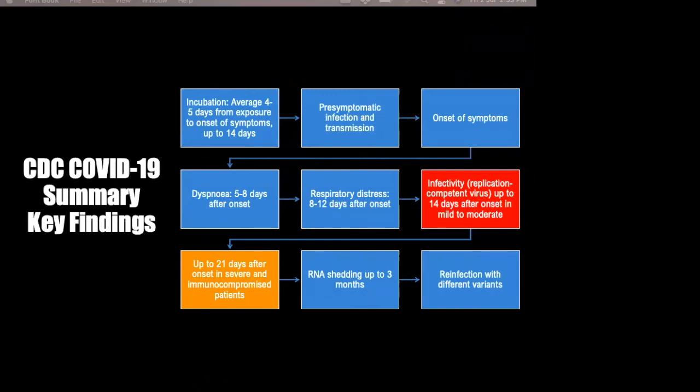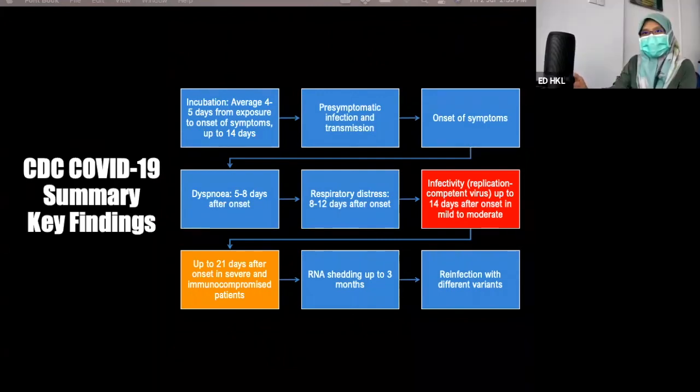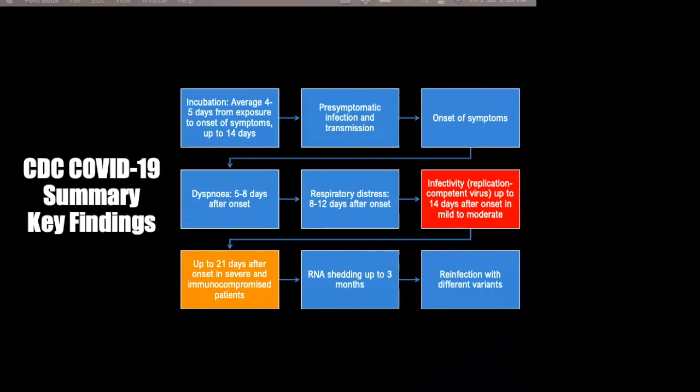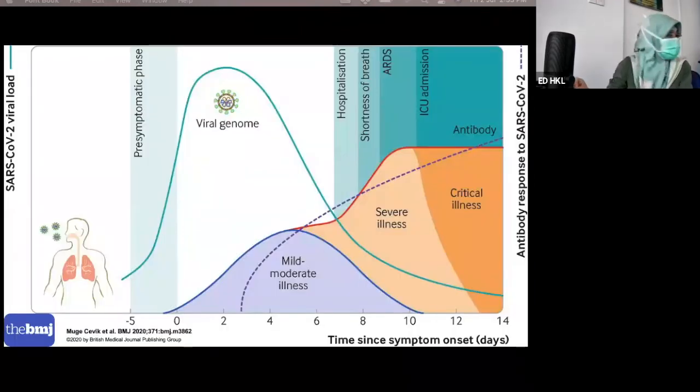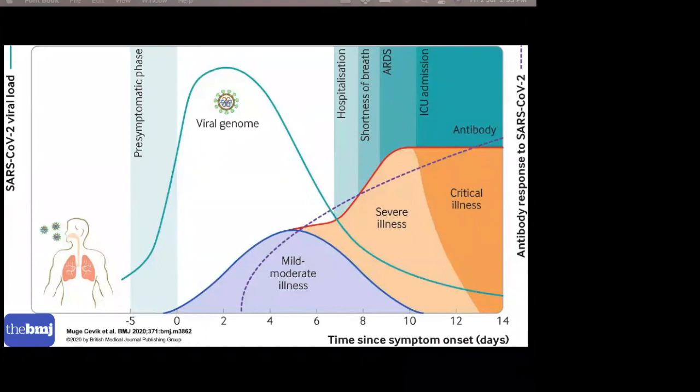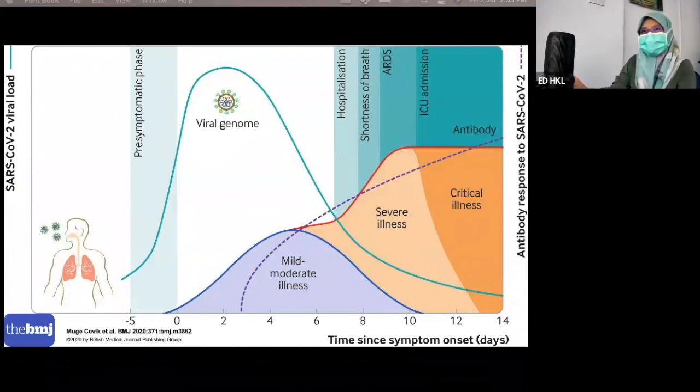But if the patient has severe infection or an immunocompromised condition, it can be up to day 21. So be careful, day 21. If we look here, the virus starts to rise before symptoms occur, so they can be infectious while asymptomatic, and it peaks on day 2. By day 6, it has dropped. So normally the patients who come to us, the cat 4, cat 5, their infectivity is not very high. Understand? So by day 14 it disappears.